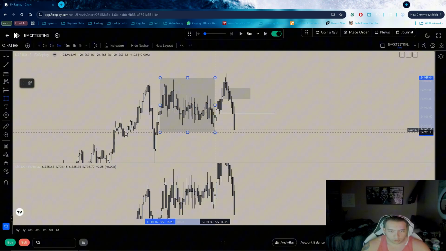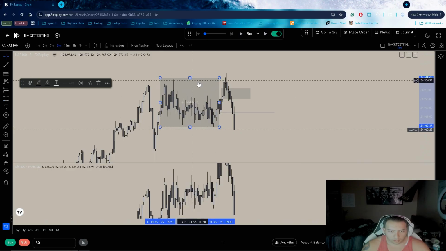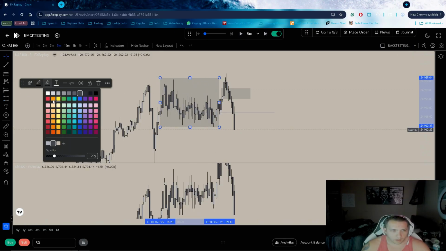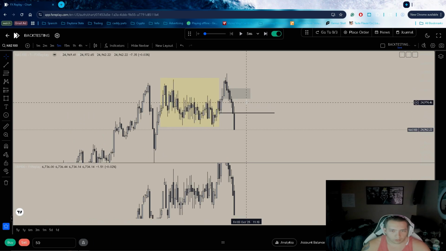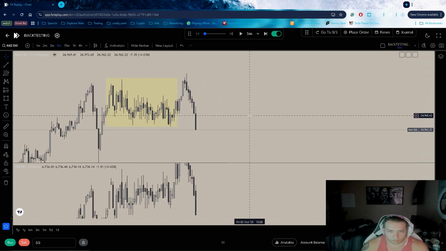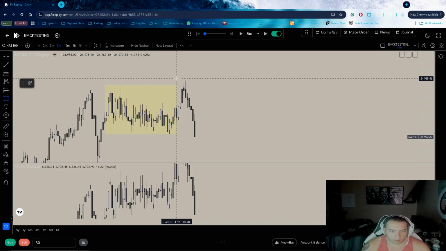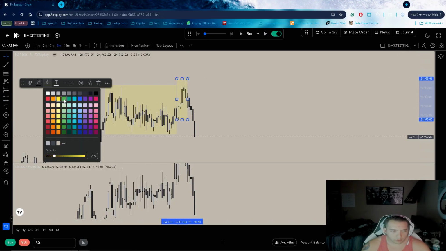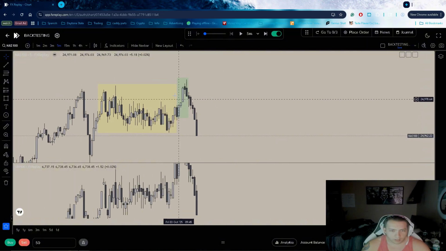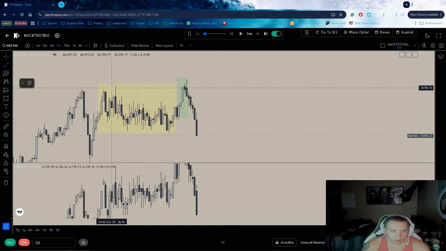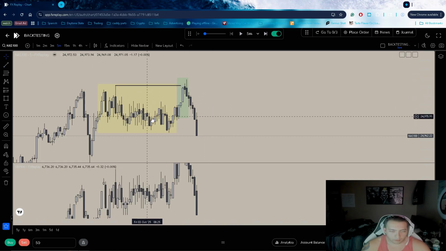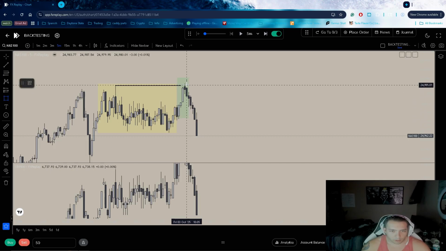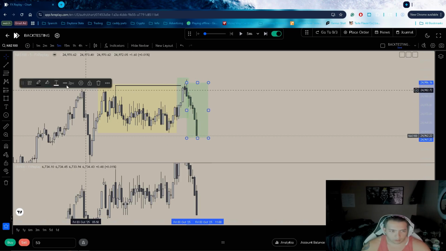AMD is accumulation. So right here we can see that this is all accumulation, right? Here is our manipulation. Our manipulation candle, very similar to how we take entries, right? We're looking for the leg that took liquidity here. And then we have our distribution phase. This is distribution, obviously, right?